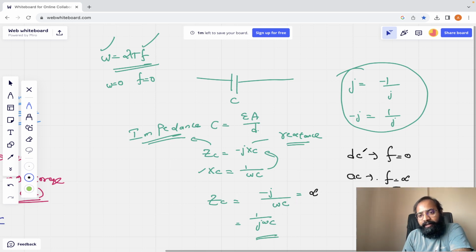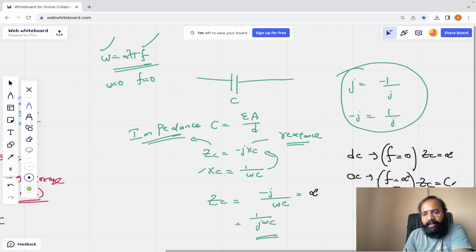What does it mean? For DC signals, where F is equal to 0, the impedance of the capacitance is infinity. And for AC signals, for very high frequency signals, the impedance of the capacitance will be 0. Why? Because F equal to infinity means if you substitute infinity here, 1 divided by infinity is equal to 0. Okay. So from this, what I wanted to tell you is, see guys, carefully observe. For DC signals, impedance of the capacitance is infinity, which means capacitors block the DC. Are you understanding?